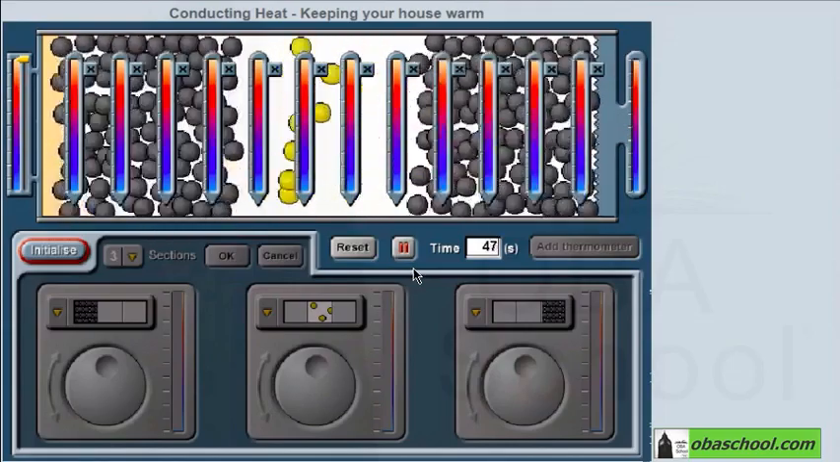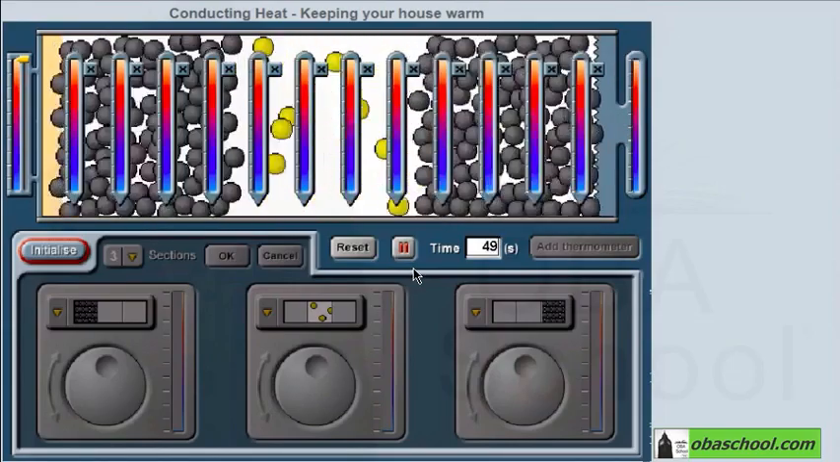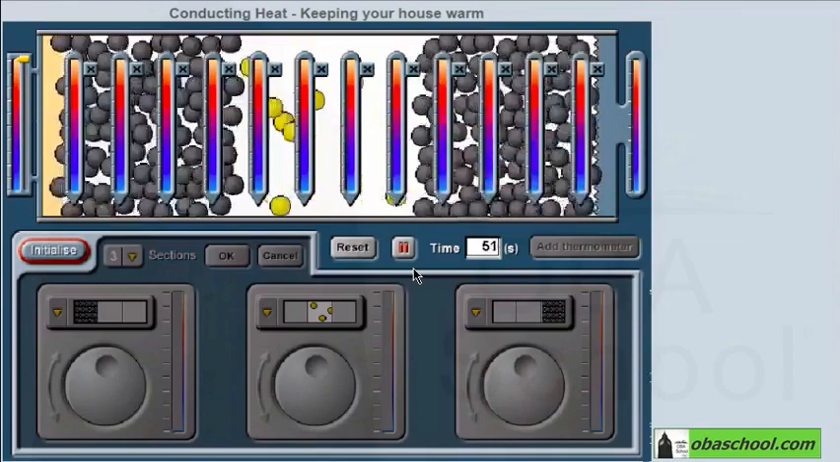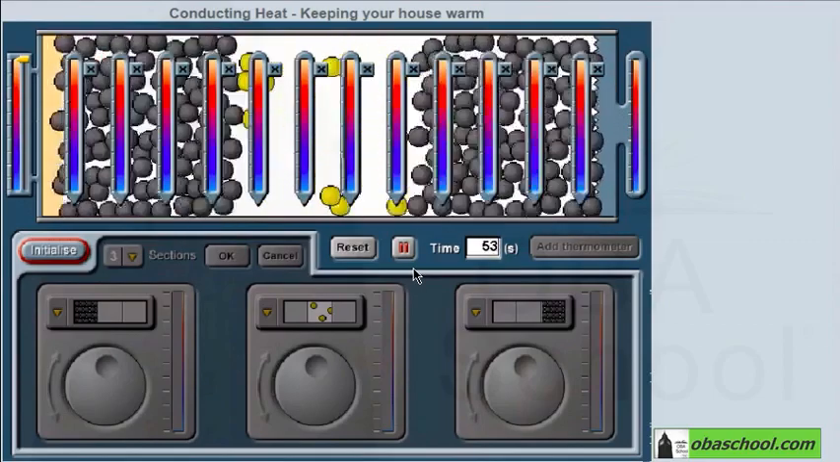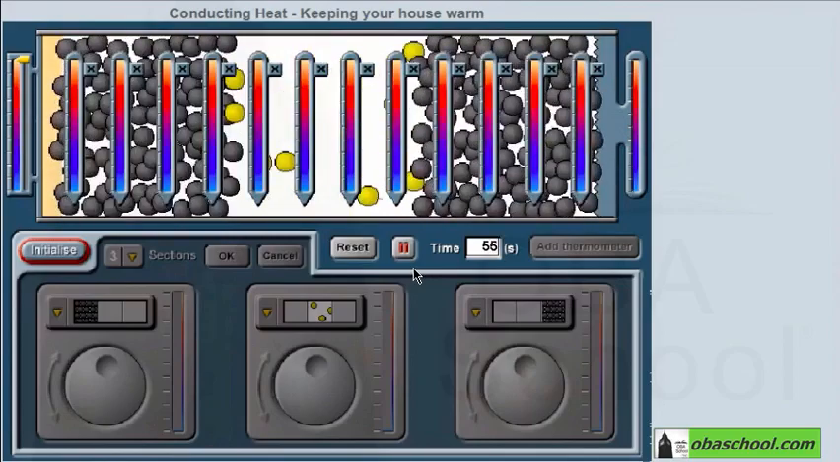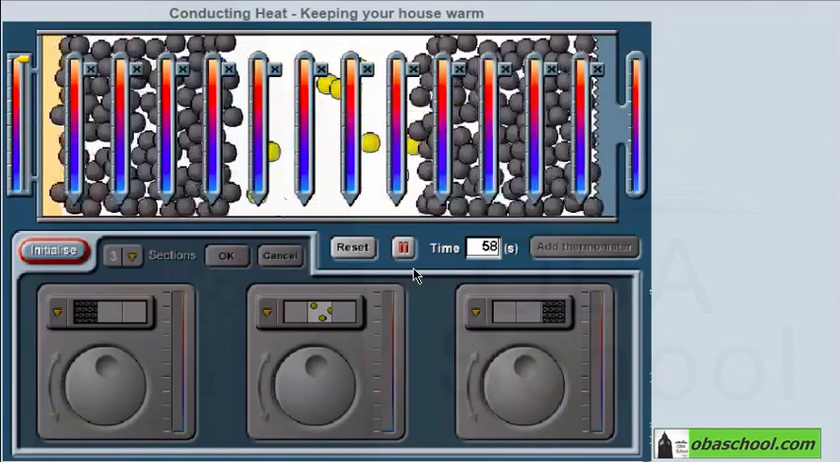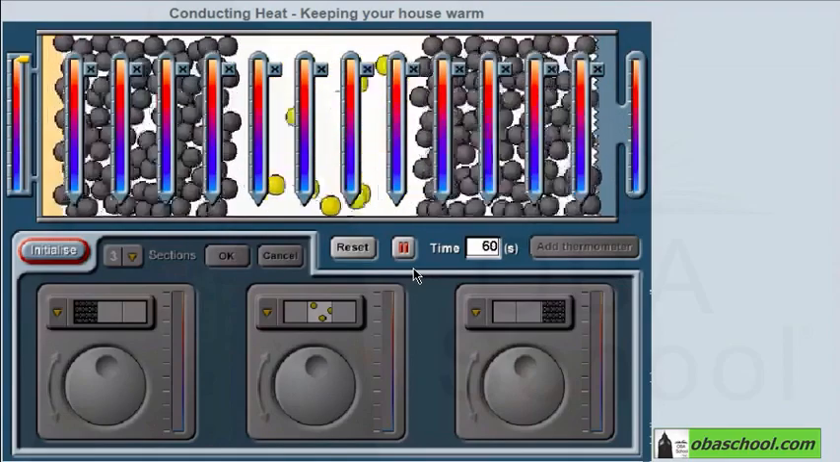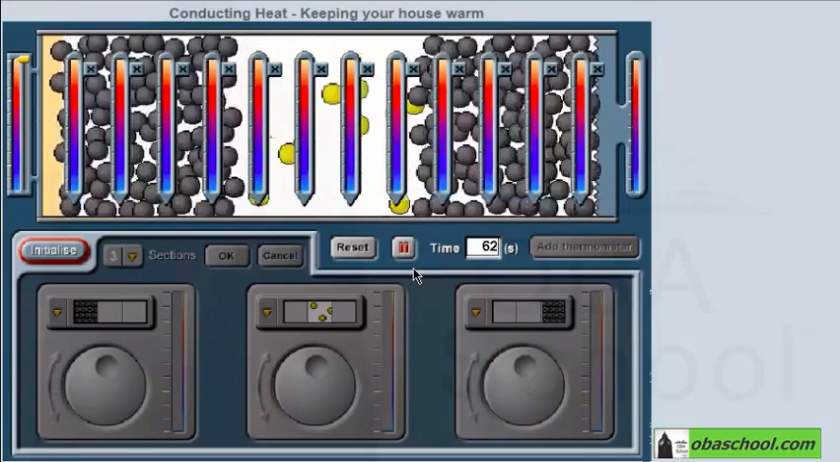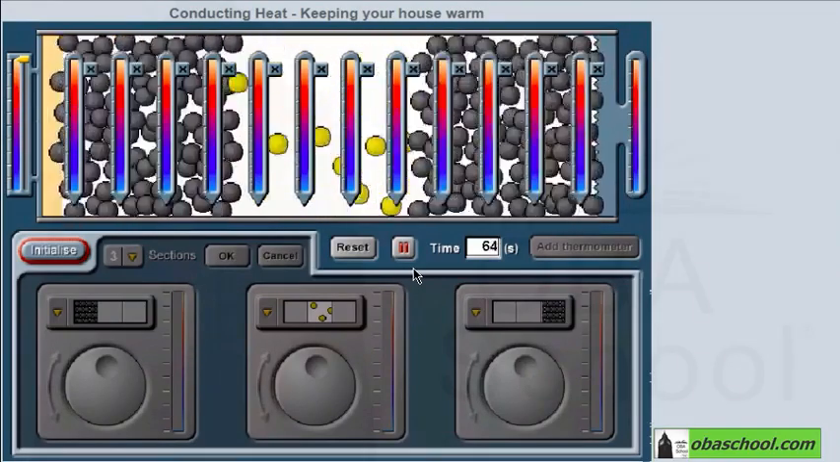So the heat is transferred more slowly in a cavity wall than in a solid wall, and thus preventing heat loss and conserving the energy inside the house. So that's why people usually tend to build cavity walls rather than building solid walls.